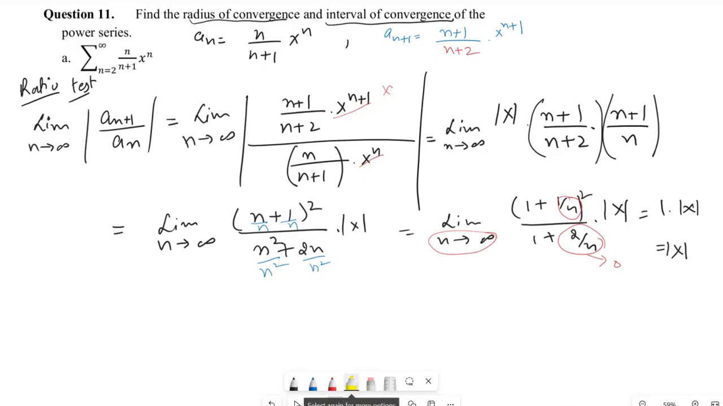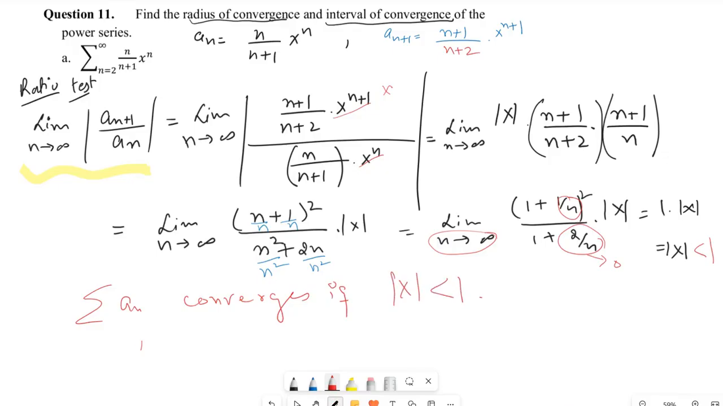Now, where did we start from? The ratio test. The ratio test says the series converges if the limit is less than 1. So the given series converges if the absolute value of x is less than 1. Therefore, the radius of convergence is equal to 1.